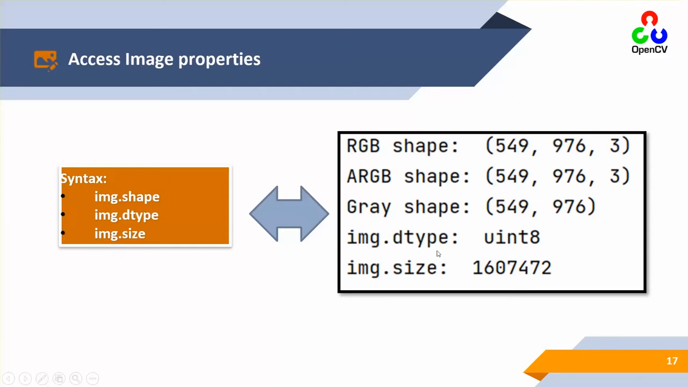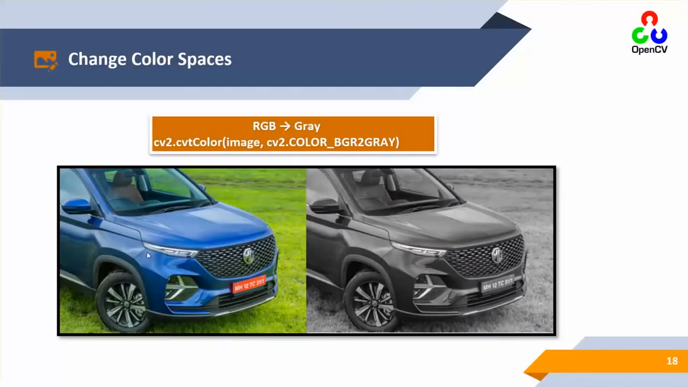Image data types: usually we work with grayscale images in unsigned integer 8, because we are working in the range of 0 to 255, since an 8-bit number can store values from 0 to 255, or 256 total values. Similarly, image.size is the multiplication of the number of rows, columns, and the channel information. These are some functions which I will be showing in the implementation too.